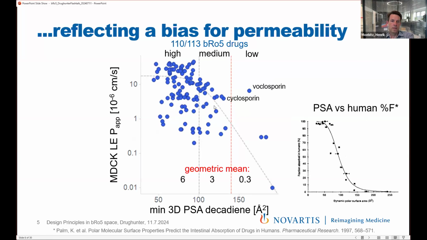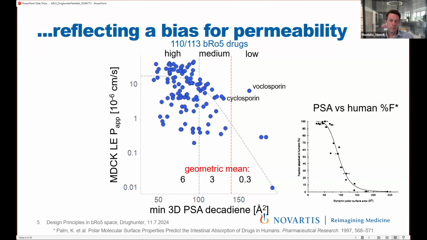And here's the trend between minimum 3D PSA in decadiene and measured MDCK-LE. I have to mention this is a version of the assay that is engineered to cope with beyond rule of 5 compounds. So we include BSA in the receiver compartment, and that decreases the problem of retention in cells, something that is an artifact in many permeability assays.